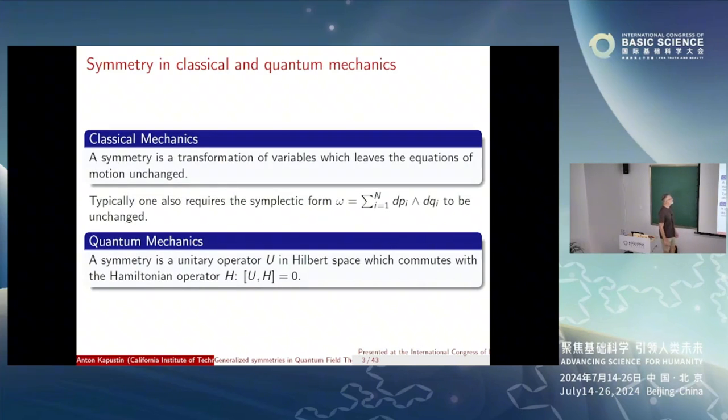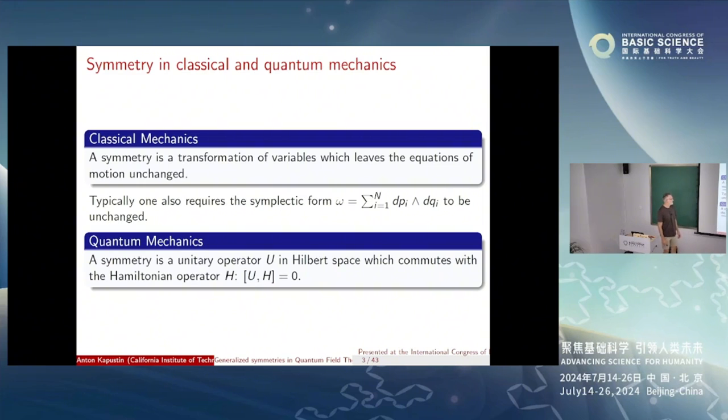Now, when you discuss classical mechanics, symmetry is simply a transformation of variables, which is invertible and which leaves the equations of motion unchanged. Well, typically, we also require a bit more. We require the symplectic form on the phase space to be unchanged. The quantum analog of this is also pretty simple, at least in quantum mechanics. A symmetry is a unitary operator in Hilbert space, which commutes with the Hamiltonian operator.